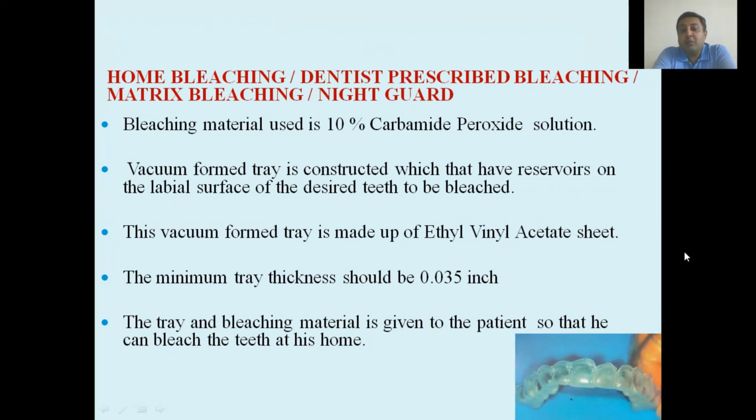This vacuum formed tray is made up of ethyl vinyl acetate sheet. The sheet should have minimum thickness of 0.035 inch. The tray and the bleaching materials are given to the patient so that he can bleach the teeth at his home.